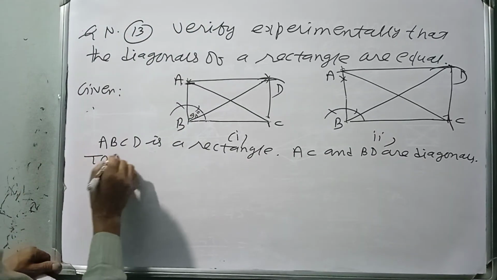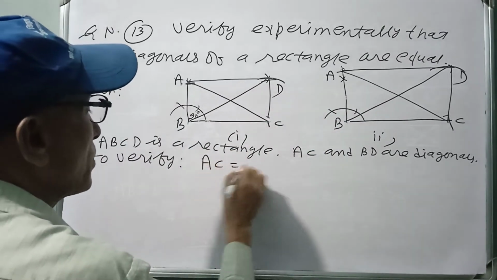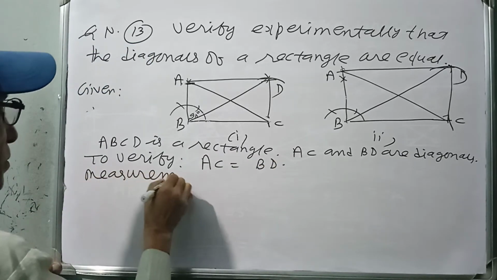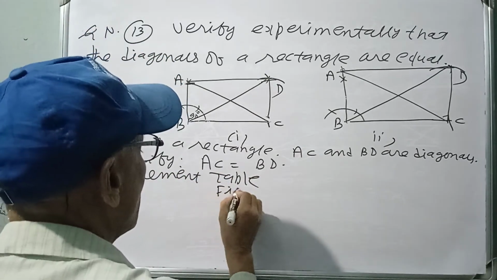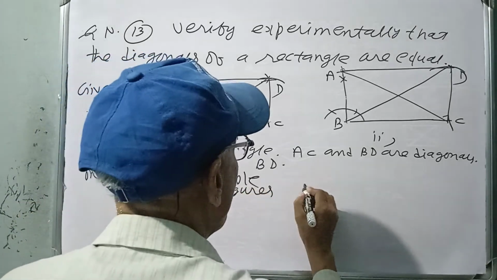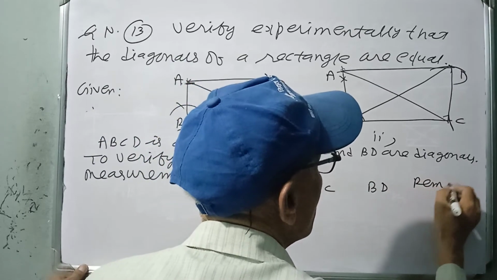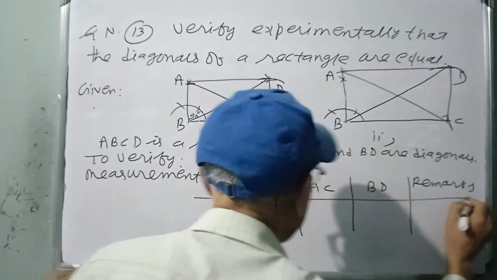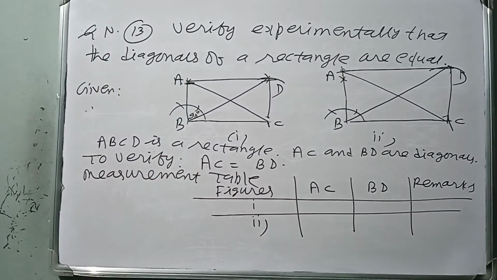Given condition, to verify AC equal BD. Make a measurement table here. Write figures, and here AC, BD and remarks. Figure number 1 and figure number 2. In figure number 1, measure AC. Measure AC and measure BD.